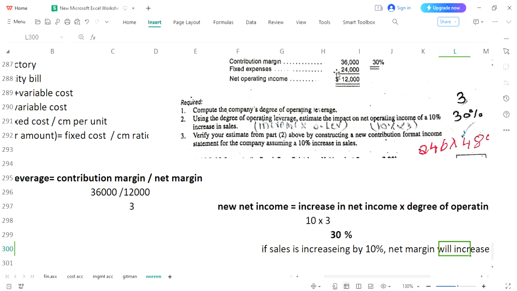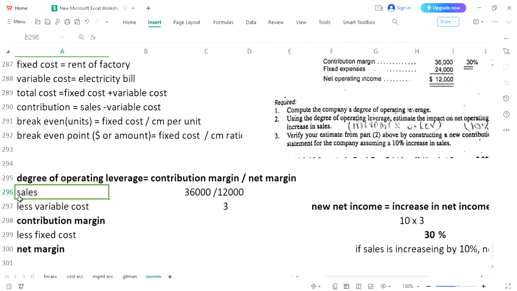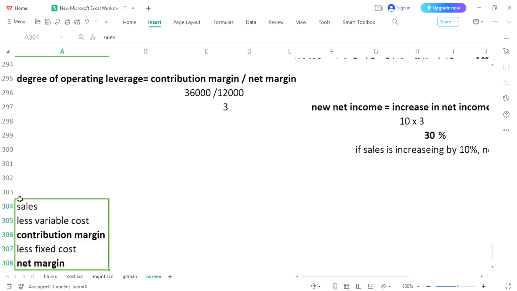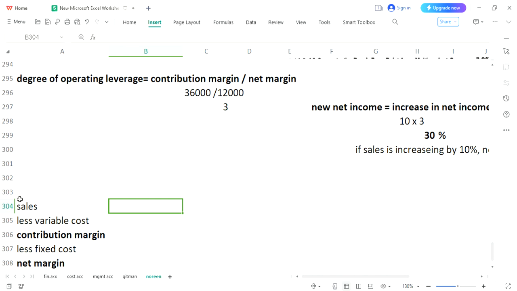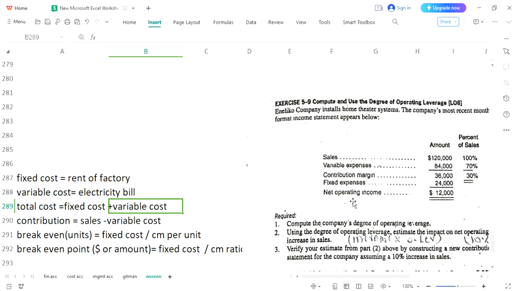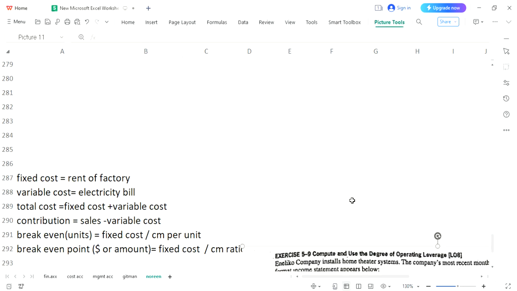Let's see, we will make our new contribution margin income statement and we will see that after increase in sale, whether your net operating income is increasing by 30%. So let's go over here. This is our contribution margin already made. We are hiding these headings and we'll use over here in little better space. Here we can write our old data which was given in the question. We will use this raw data.